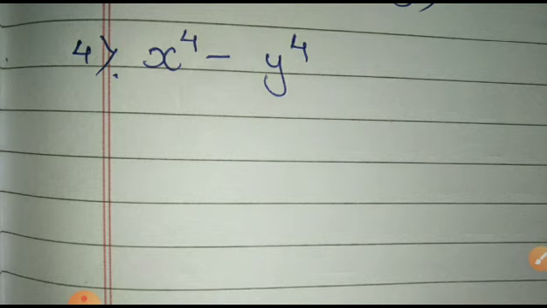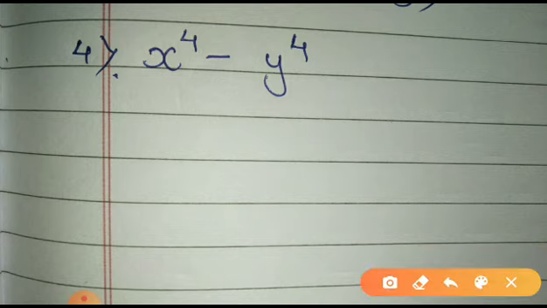Next is x raised to 4 minus y raised to 4. Now, how many terms? Two terms it is. Now check what is our next step: to check whether both the terms are square terms or not. Now here it is x raised to 4.